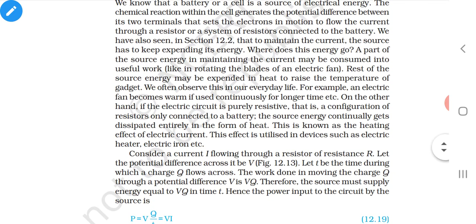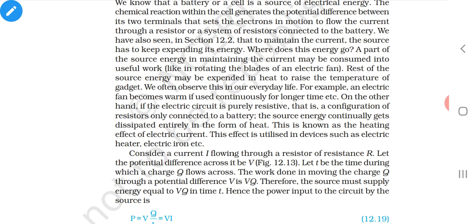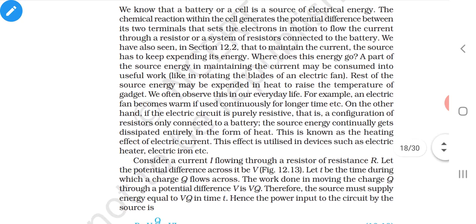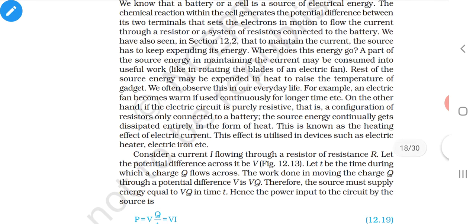Some amount of chemical reaction is taking place. Because of that, a potential difference is created. Because of that, the flow of electrons takes place. We know that the flow of electrons is current. Okay, now let us see.